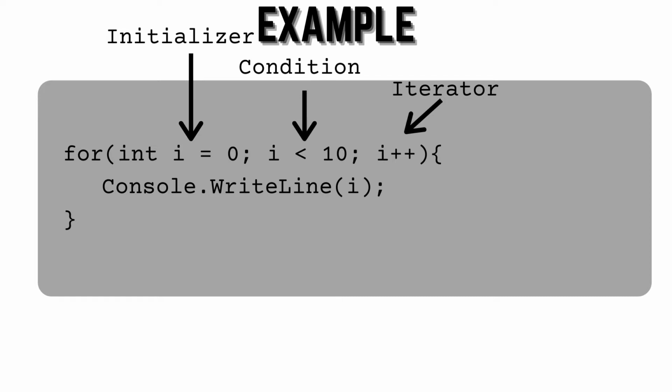Followed by a semicolon is the iterator. The iterator is what makes the for loop increase or decrease, and by what amount. Then inside the brackets, just like an if statement, is what happens every time the loop runs. Now we can go into Visual Studio and try the for loop out.